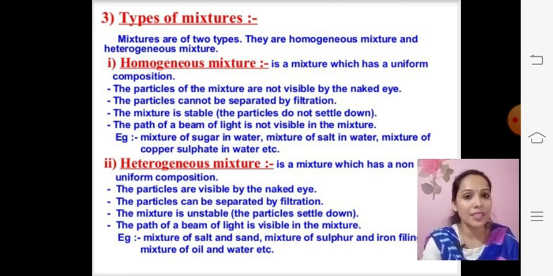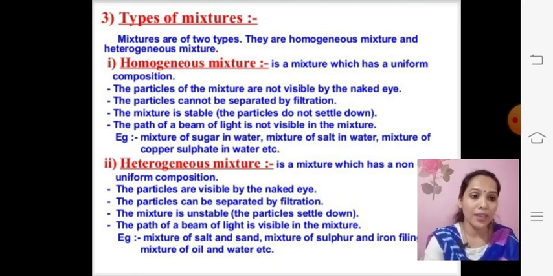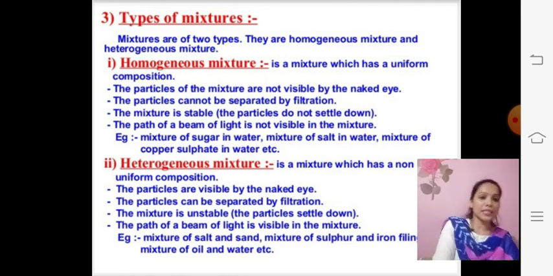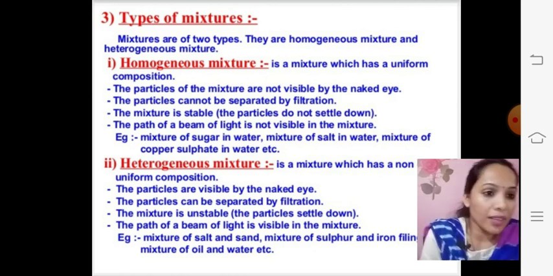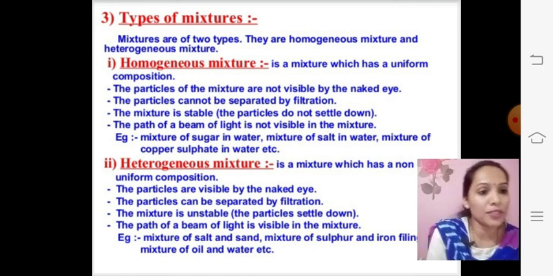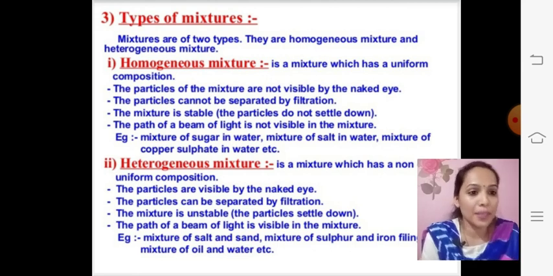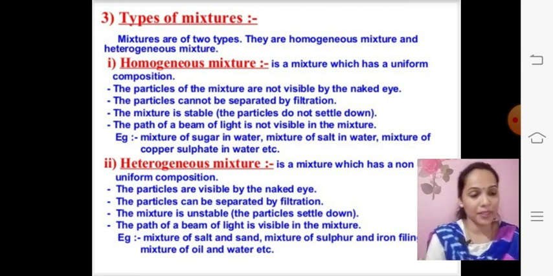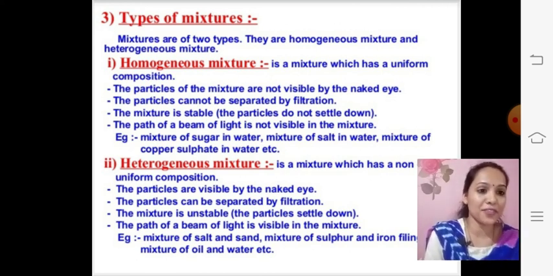So, these are the different types of mixtures and the properties of mixtures. In this session we have completed what we mean by mixtures and their properties, and the two different types of mixtures with their properties and examples. In the next session we will continue with the types of homogeneous and heterogeneous mixtures, the sub classification.